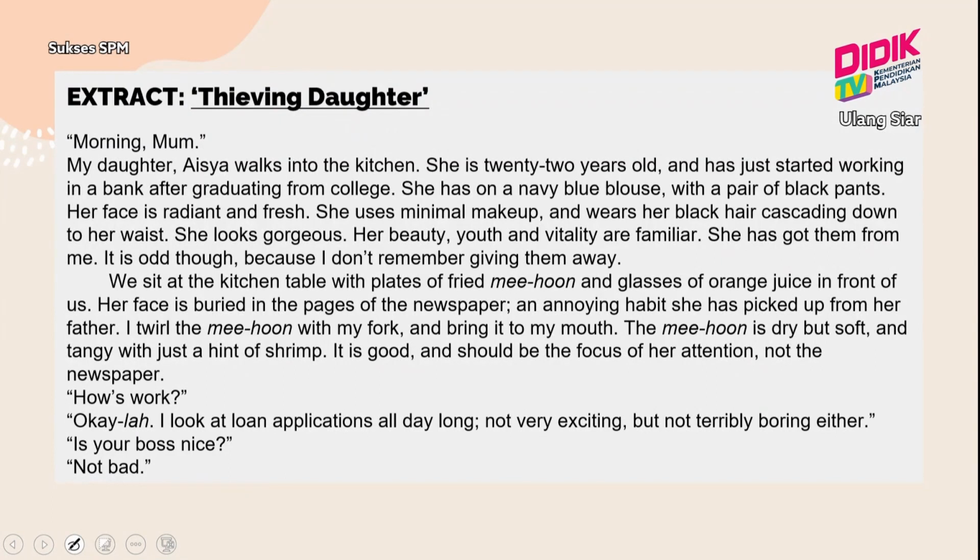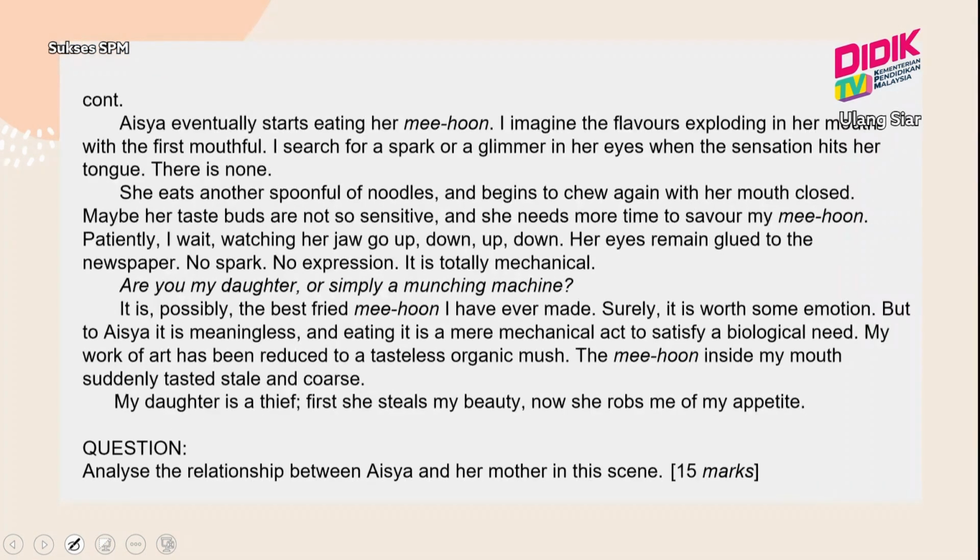I made it a little bit bigger so that you can see, reading through, the first thing you do is put it into perspective. Where in this short story did it happen? This is at the beginning, where the mother's hoping for meaningful morning conversation at the breakfast table. But obviously she's disappointed because you see there she says in her mind, are you my daughter or simply a munching machine? Aisha doesn't seem very aware of what her mother feels.